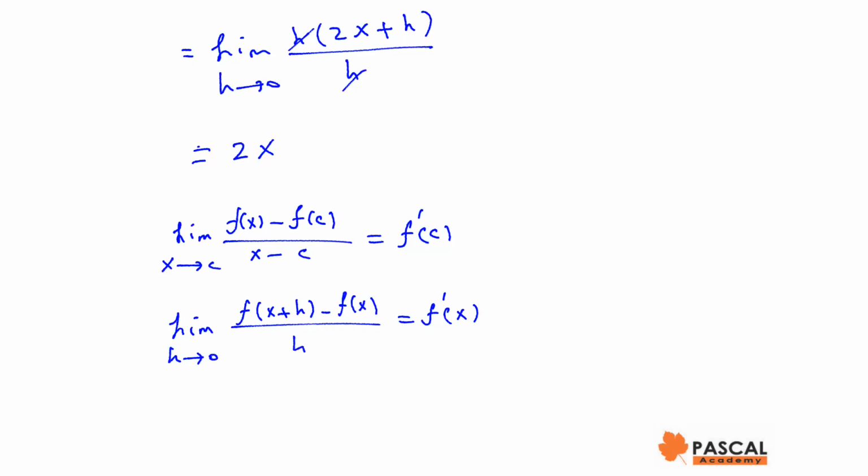This limit exists only if the right side and left side limits as h approaches 0 exist. In order to have the derivative of a function, the function should be continuous at the given point.